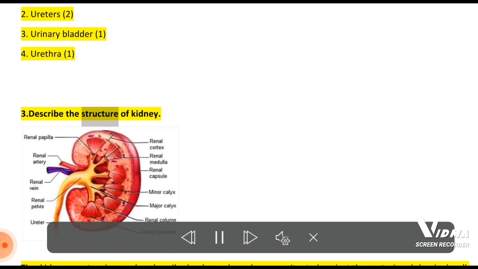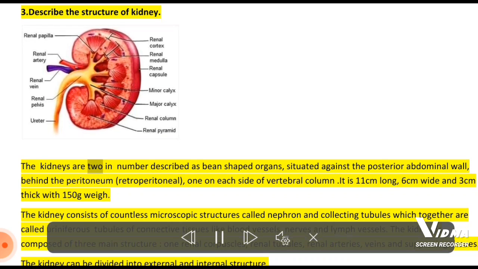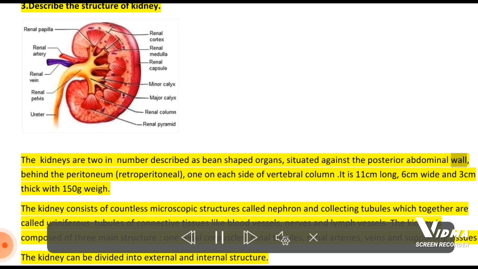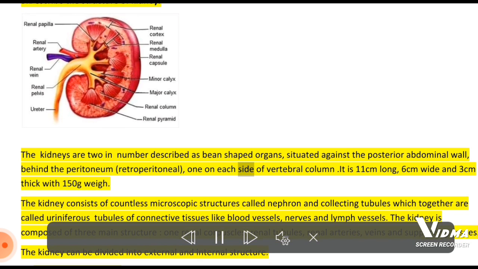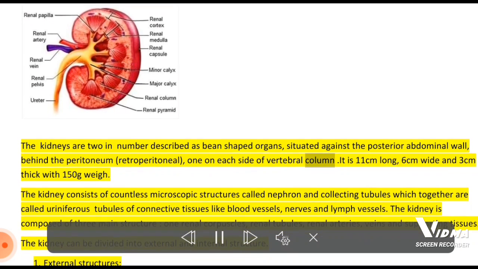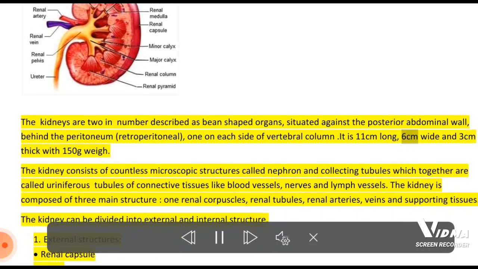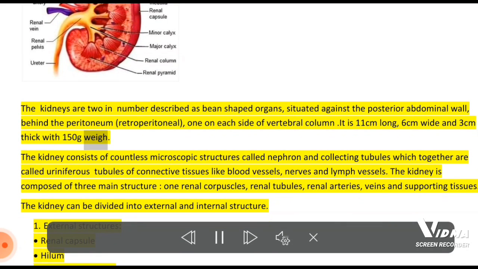3. Describe the structure of the kidney. The kidneys are 2 in number, described as bean-shaped organs, situated against the posterior abdominal wall, behind the peritoneum (retroperitoneal), 1 on each side of the vertebral column. It is 11 centimeters long, 6 centimeters wide and 3 centimeters thick, with 150 grams weight.